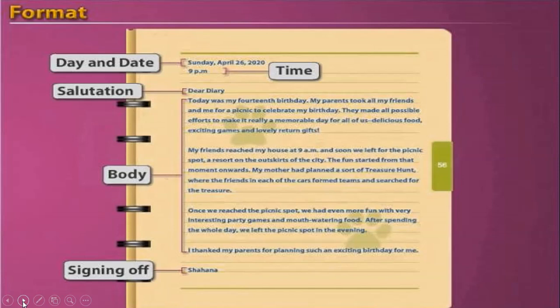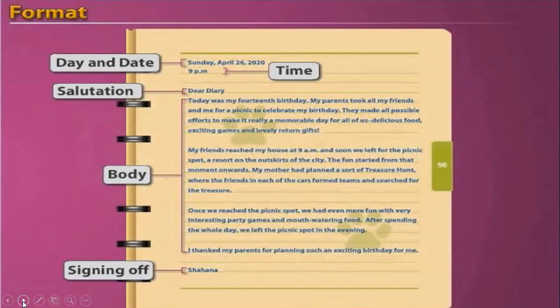The fun started from that moment onwards. My mother had planned a sort of treasure hunt where the friends in each of the cars formed teams and searched for the treasure. Once we reached the picnic spot, we had even more fun with very interesting party games and mouth-watering food. After spending the whole day, we left the picnic spot in the evening. I thanked my parents for planning such an exciting birthday for me." At the end, the person has written Shahana.